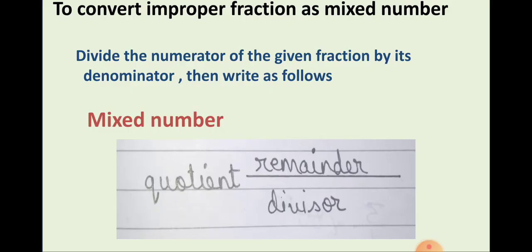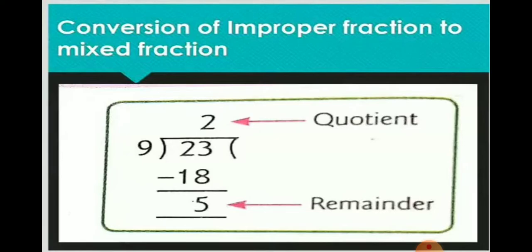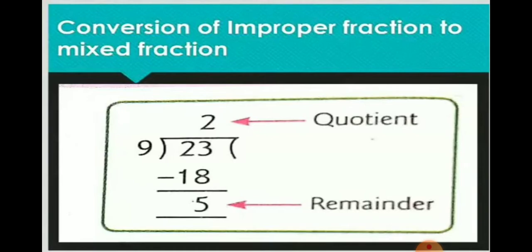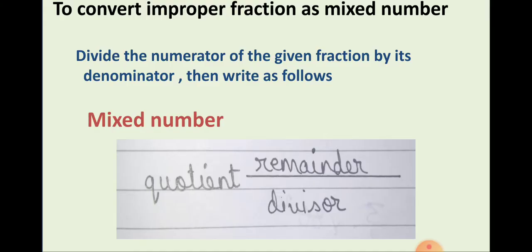So now you will put 5 in the place of quotient. You will put the remainder 5 here in the place of remainder, which will become the numerator, and you will put the divisor 9 as the denominator.